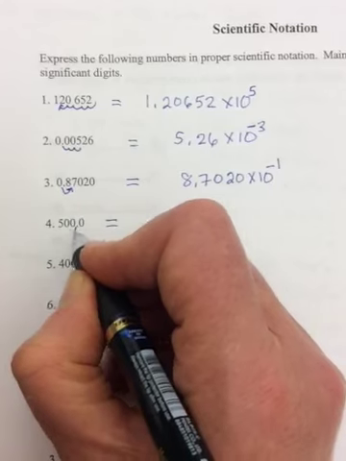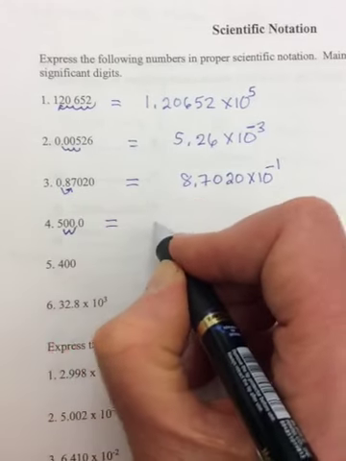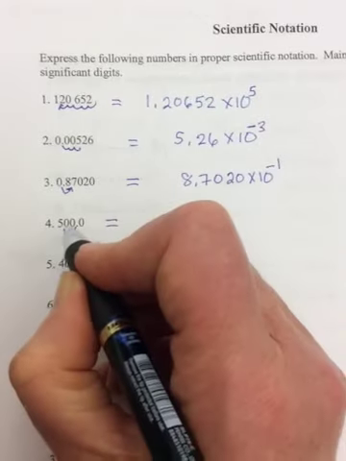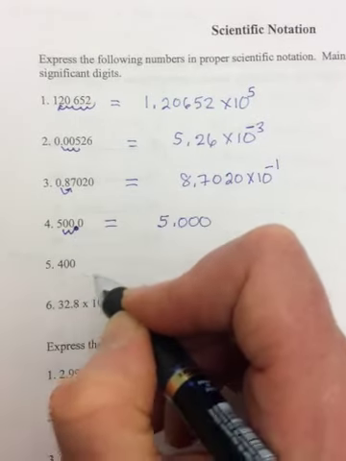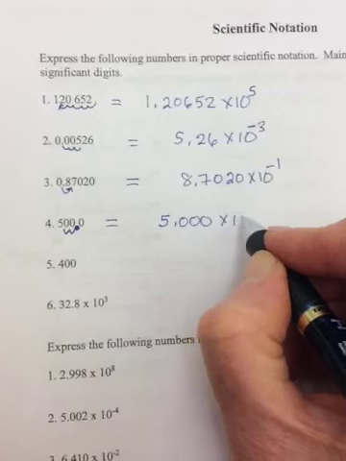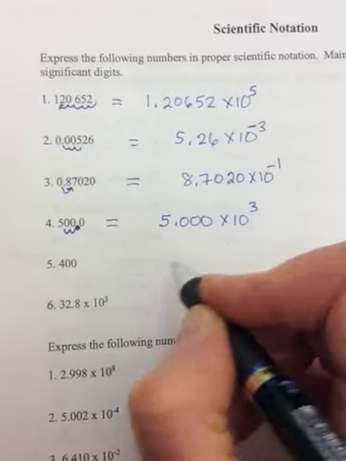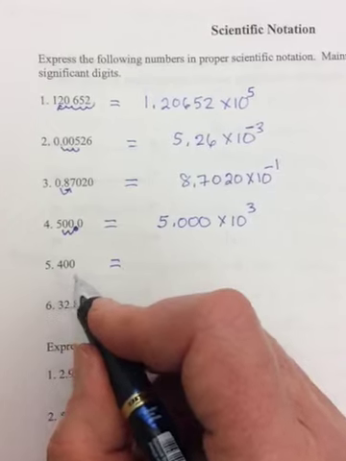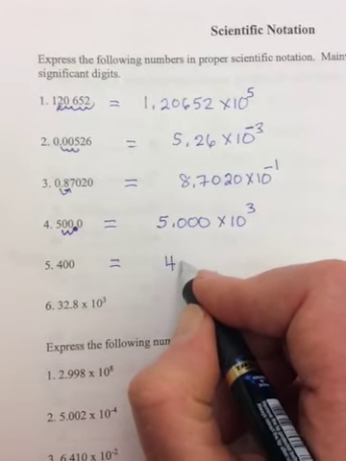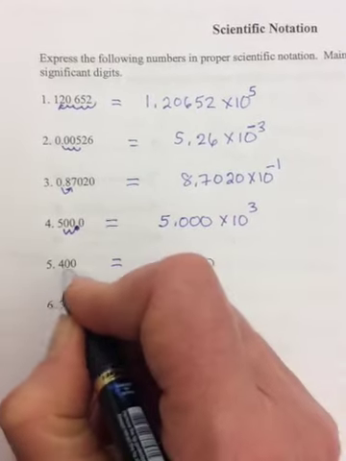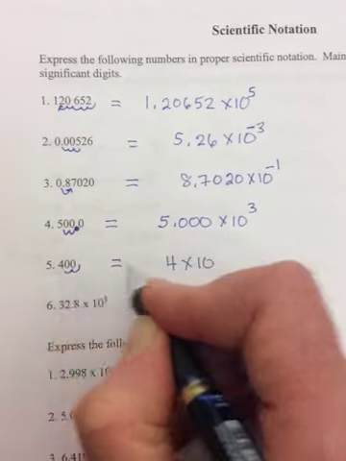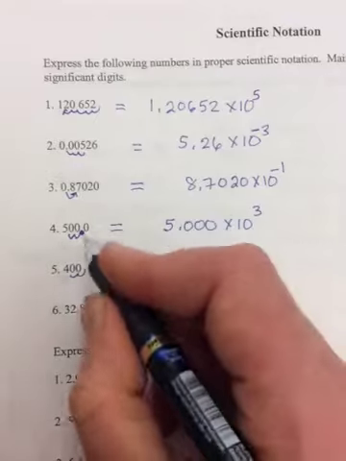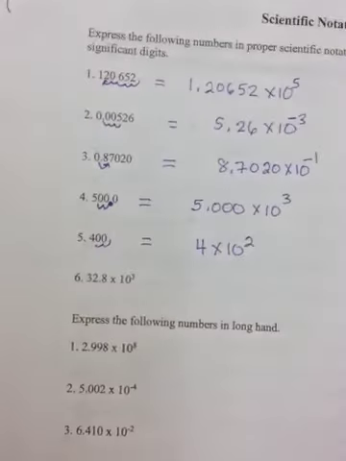This guy, moving it to the left, 2 spots, so it'll be 5.000, because all those digits are significant because there was a decimal there, times 10 to the 3. 400. Only one sig fig. So 4 times 10, and we have to move it 2 places. To the 2, going to the left, 400 is a bigger number. It's not a decimal. It's going to be positive.